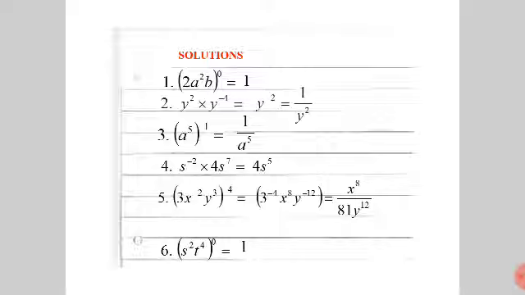The remaining sums, you write them yourself. (3x power minus 2, y power 3) the whole power minus 4. First we multiply the powers inside the brackets: 3 power minus 4, x power minus 2 into minus 4, y power 3 into minus 4. So 3 power minus 4 is 1 by 3 power 4, x power 8, y power minus 12, giving x power 8 by 81 y power 12. A power of 0 gives the value 1.